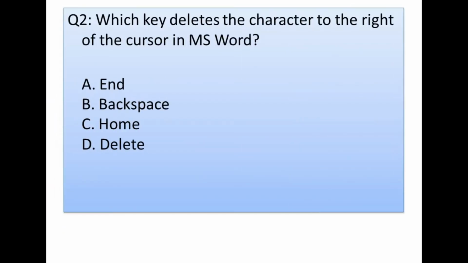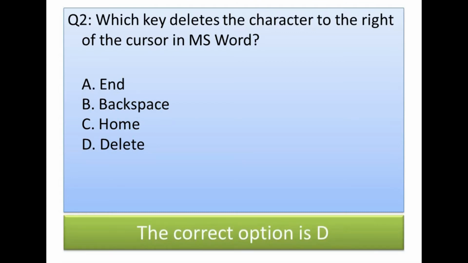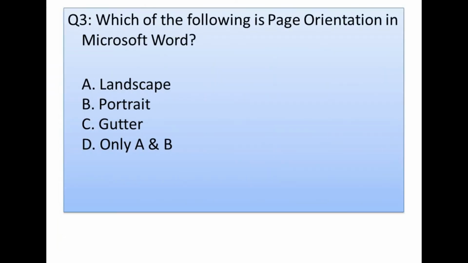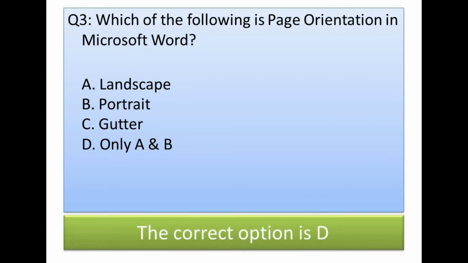Next question है, which key deletes the character to the right of the cursor in MS Word? And backspace, home, delete. The correct option is D. Which of the following is a page orientation in Microsoft Word? Landscape, portrait, gutter, only A and B. The correct option is D.